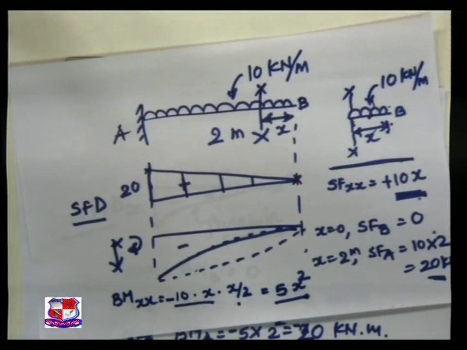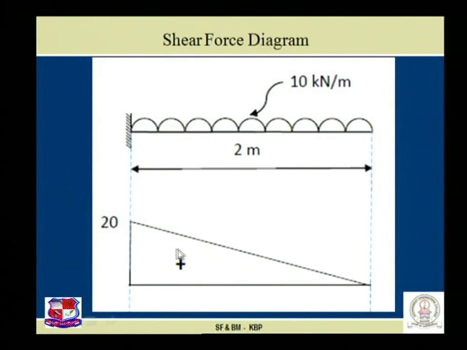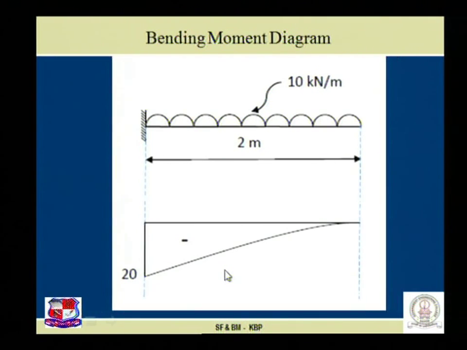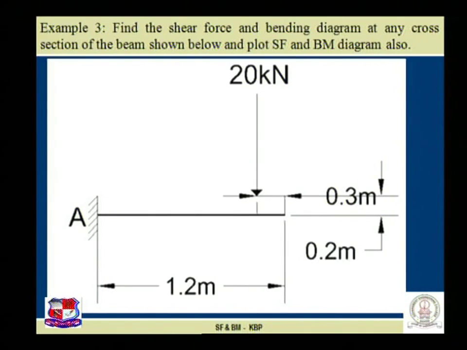The variation of the shear force diagram is given by an inclined straight line, while the bending moment diagram variation is given by a parabola. So I think now you can plot the shear force and bending moment diagram for point load as well as for UDL.